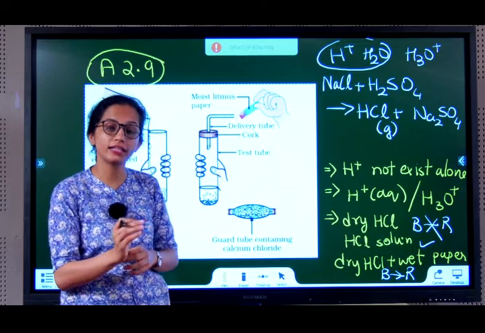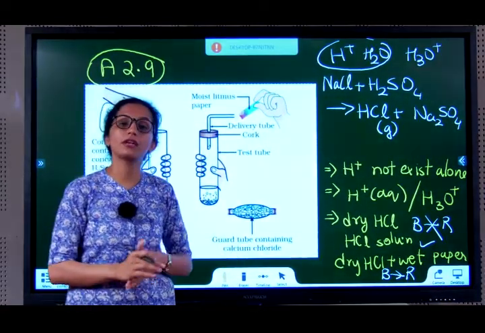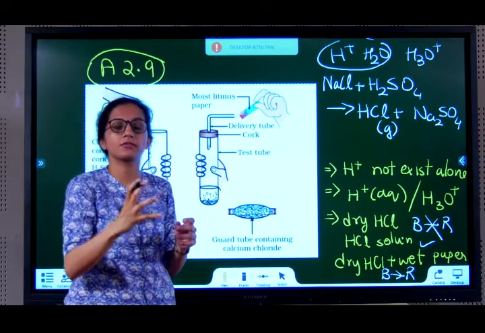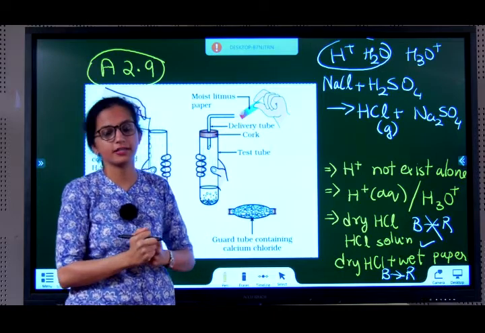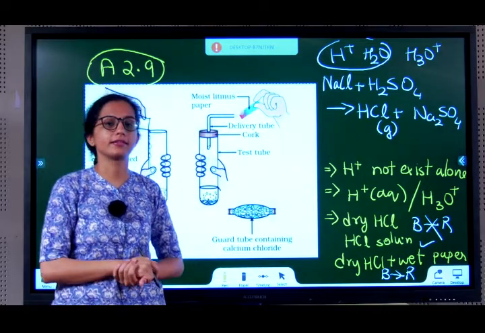So what do we do in that case? We will use calcium chloride in our tube. While transferring, we will use calcium chloride here in the tube, because calcium chloride will absorb the water content around it, and your experiment will still give you the same exact results.